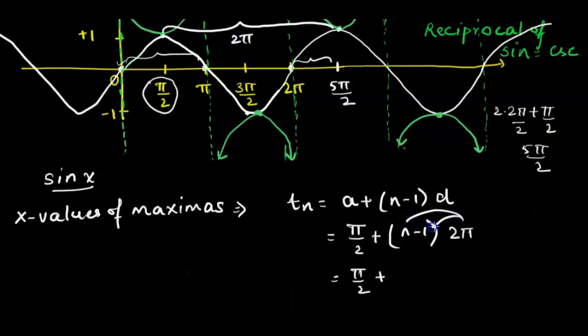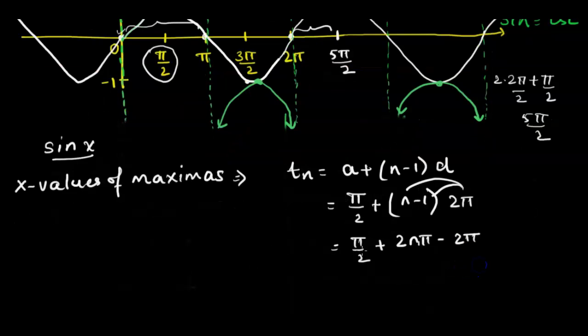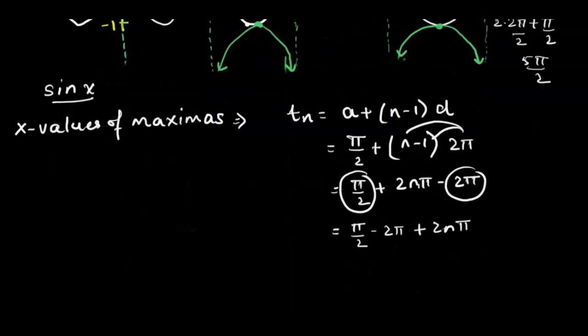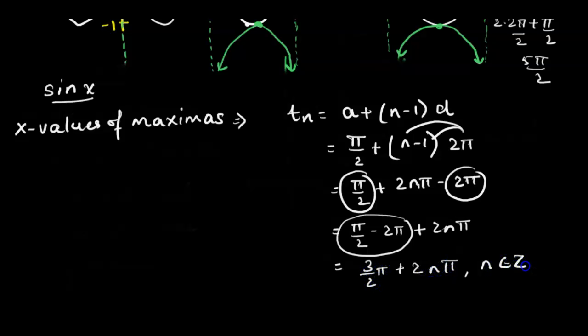Now we would open this bracket. So we have 2n pi minus 2 pi. We would collect the like terms. So pi by 2 and 2 pi would get collected together. Pi by 2 is 0.5 pi and the other is 2 pi. So pi by 2 minus 2 pi plus 2n pi is what we get for the equation. When we solve this together, we would get 3 by 2 pi plus 2n pi. Here also n would be any integer. This is how we get the x values of maximas of the sin x function.